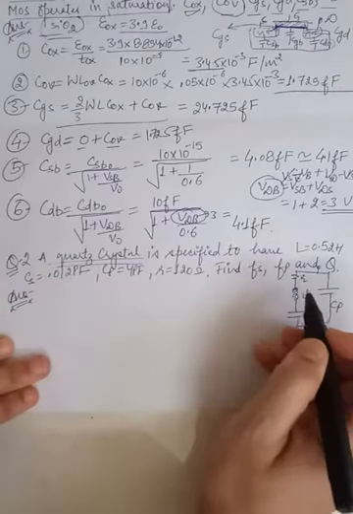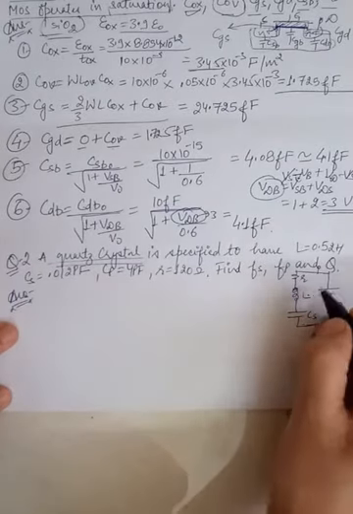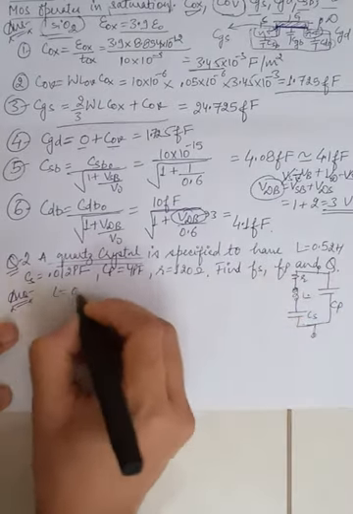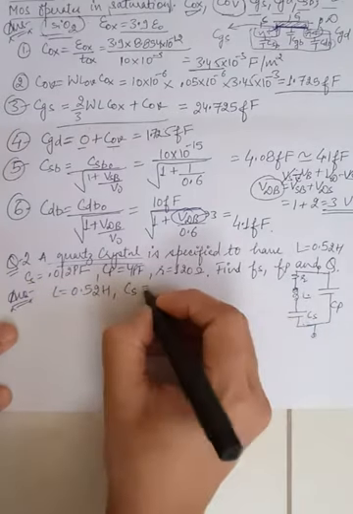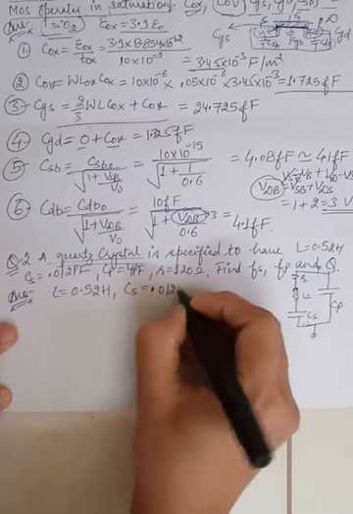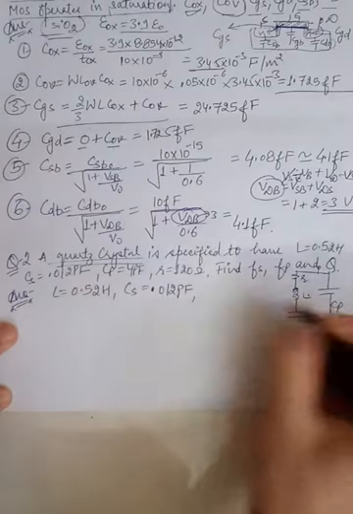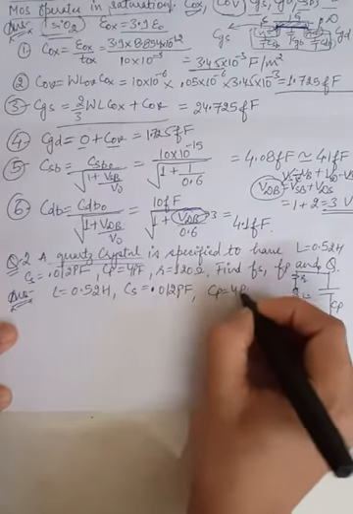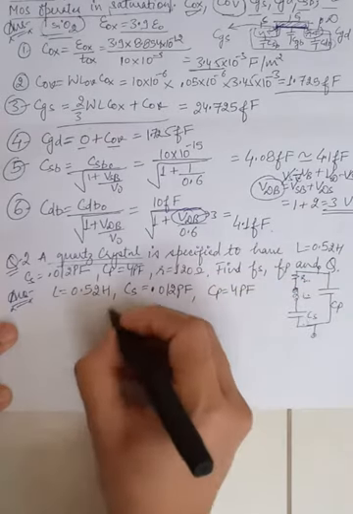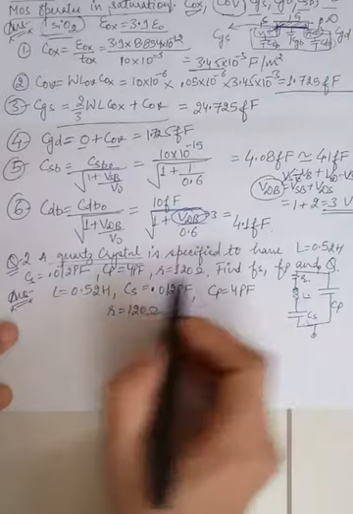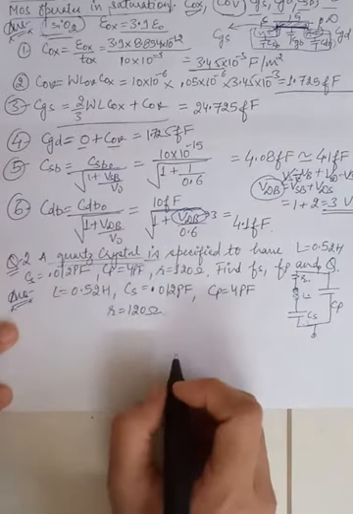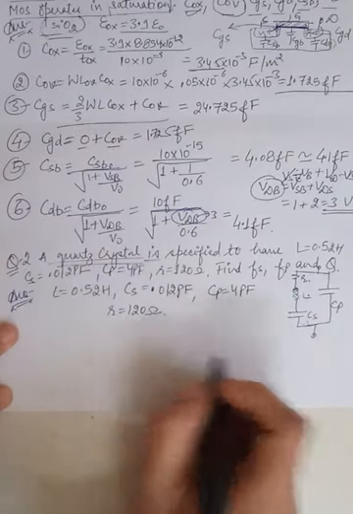Let's solve it. It's given L is 0.52, so L is 0.52 Henry. Cs here is given to you as 0.012 picofarads. Cp is 4 picofarad. This small r given to you is 120 ohms. It's worth mentioning that this problem is also given in your VTU model question paper.